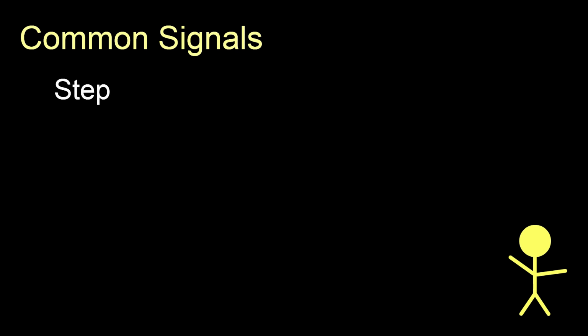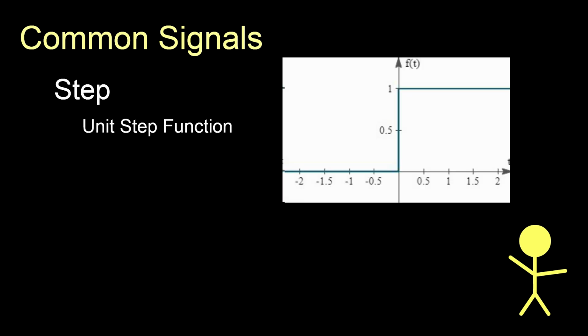Now we have a step signal, which is just a step. It could be up or down. Just like the unit impulse, there's a unit step function, which is a signal that has a magnitude of 0 before the sample number 0, and a magnitude of 1 after the sample number 0.